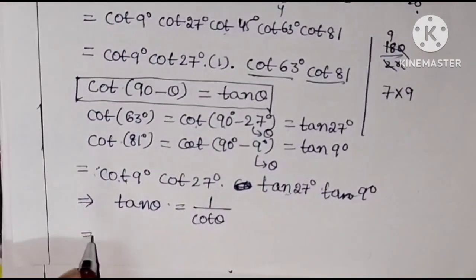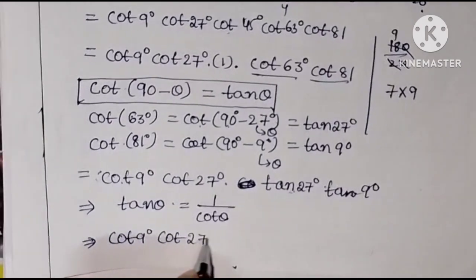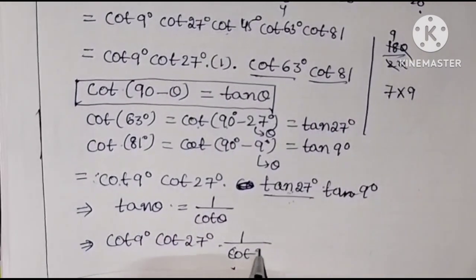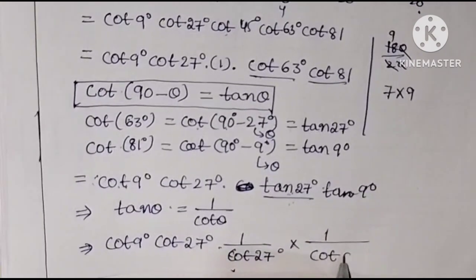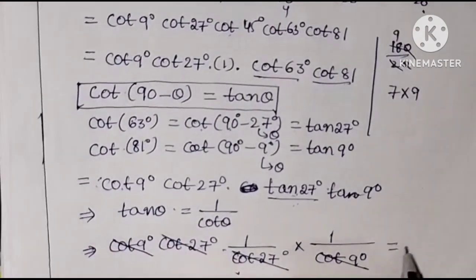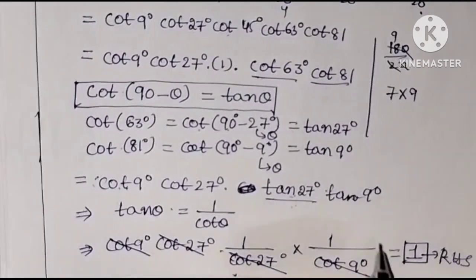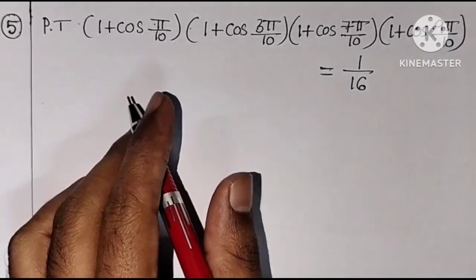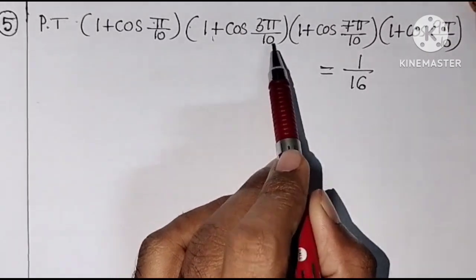Now cot 9 degrees, cot 27 degrees, tan 27 means 1 by cot 27 degrees, into tan 9 degrees means 1 by cot 9 degrees. Cot 9 degrees cancel, cot 27 degrees cancel, you will get 1 into 1, 1. This is equal to RHS. So LHS equals RHS. Hence proved.